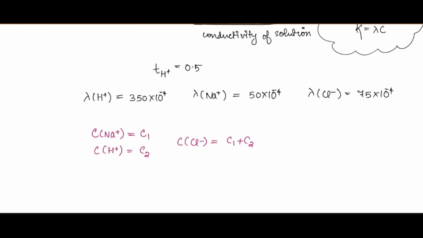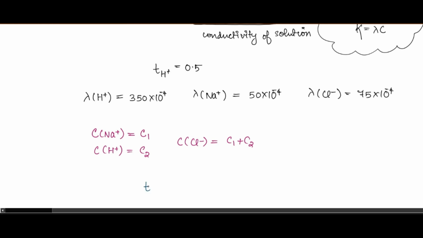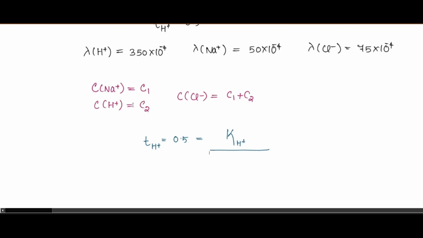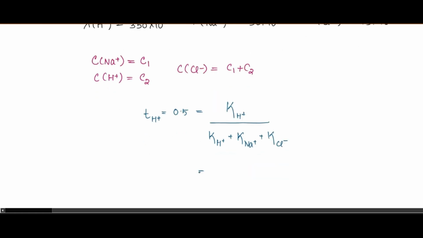Okay. So my transport number, പത്രയായില്ലേ? ഇനി my transport number for H plus is given as 0.5. And അതെന്താ? That is the conductivity of H plus divided by species. Whole solution എന്തൊക്കെയുണ്ട്? H plus ഉണ്ട്, Na plus ഉണ്ട്, Cl minus ഉണ്ട്. ഇത്രയും സാധനങ്ങളാണ് എനിക്കുള്ളത്. Correct. So my conductivity corresponding to H plus എനിക്ക് എങ്ങനെ എഴുതാം?